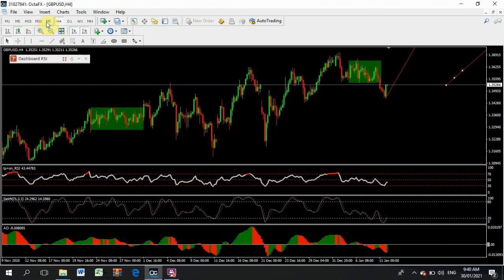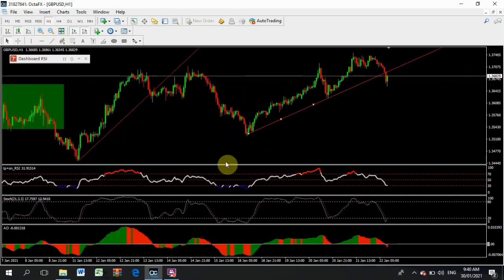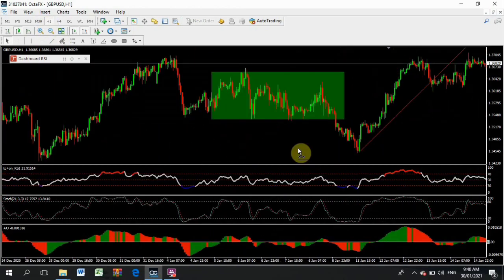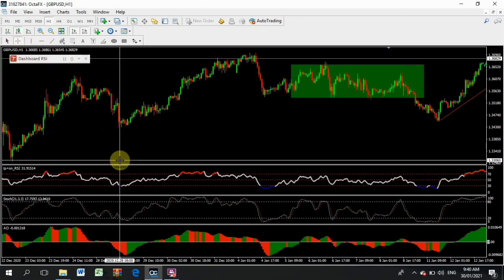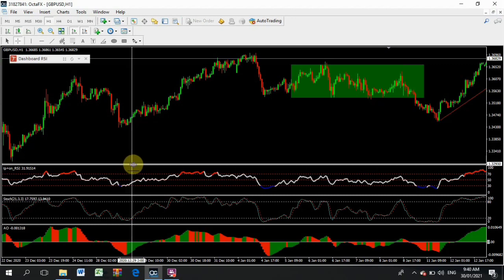So let's go to our 1 hour and show you other opportunities that we have. This is another good trade here. You can see the oversold, then you enter that particular trade. Let me give you another thing. You enter that particular trade whenever you see that your RSI has crossed out of the overbought level, and your stochastic oscillator has crossed out of the overbought level. That is when you will enter that particular trade.